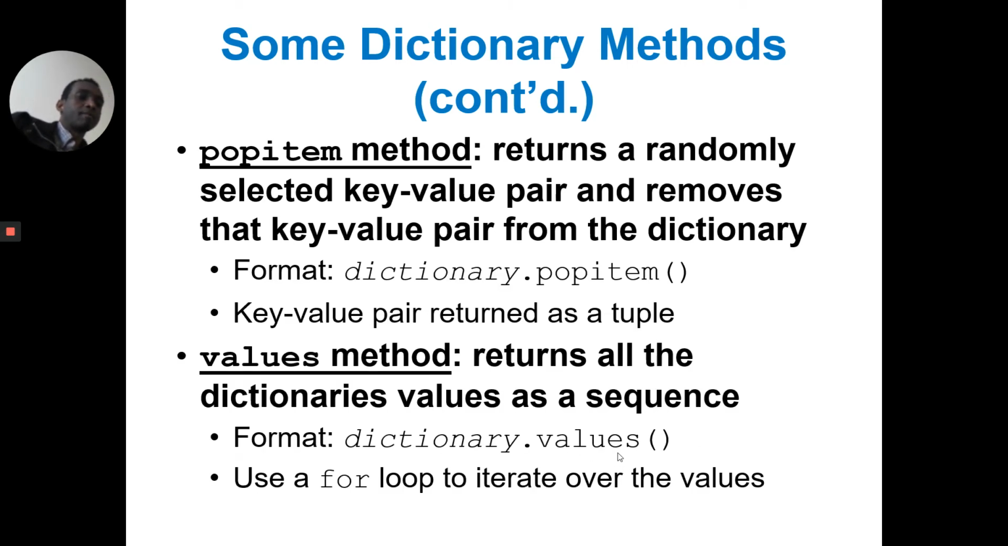You have the popitem method, which returns a randomly selected key-value pair and removes that key-value pair from the dictionary. The format is dictionary.popitem. The key-value pair is returned as a tuple. The values method returns all the dictionary values as a sequence, and you can use a for loop to iterate over the values.